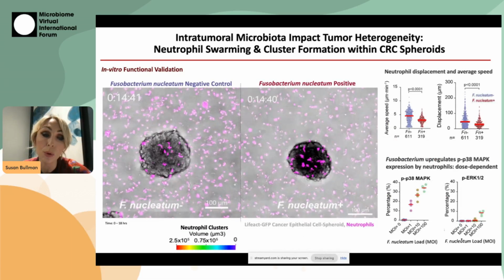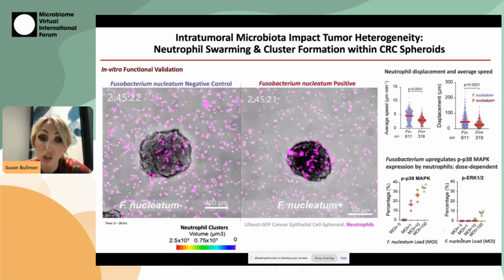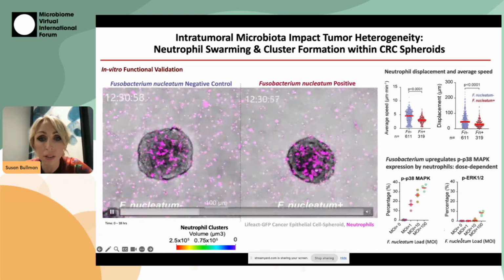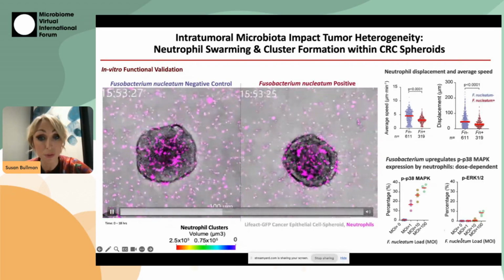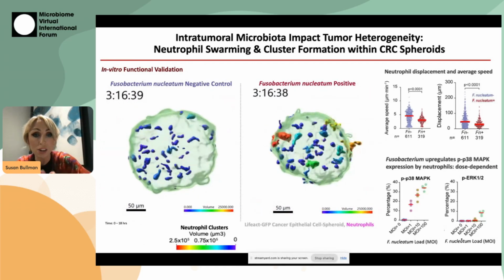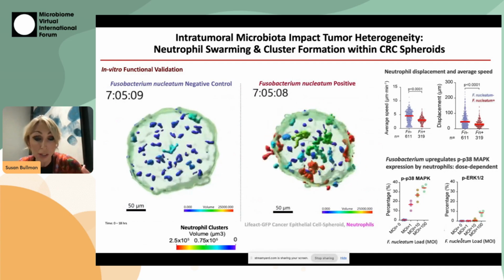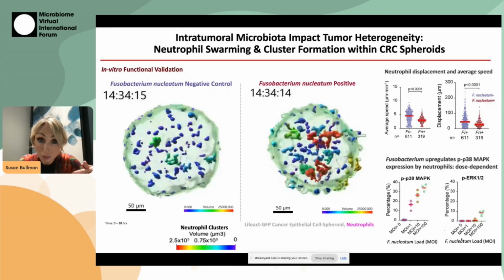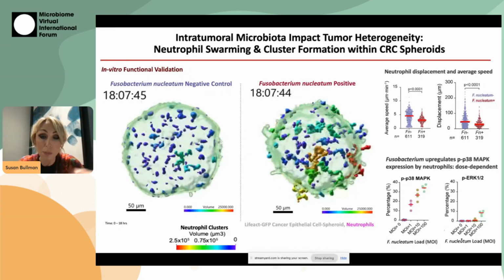And here I'm showing you colon cancer spheroids that have been co-cultured with neutrophils. The neutrophils are purple. On the left, there is no Fusobacterium, and on the right, we have added Fusobacterium. And in the presence of Fusobacterium, these neutrophils migrate into the center of the cancer cell spheroid. They form these large clusters and become trapped. Very similar to what we are seeing in the patient's tumors, demonstrating that these microbes infiltrating the tumor can actively shape their infected tumor niche. And we also saw the neutrophils upregulate phospho-p38 in a dose-dependent manner in the presence of Fusobacterium nucleatum.